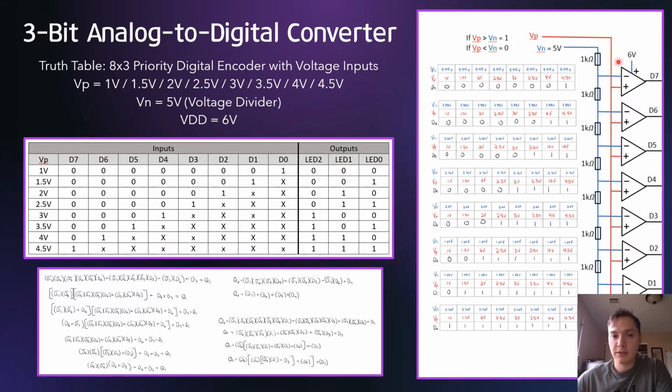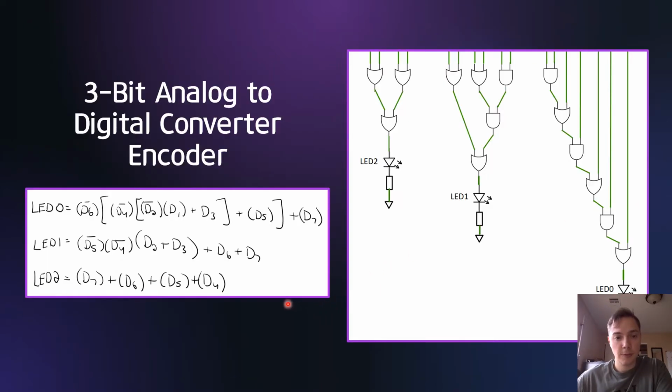VDD is 6 volts, and then VN, like I said before, is 5 volts, and that's divided up between these resistors. And then from this truth table, I took the 1 values for each of the outputs and found their expressions for each one, and I continued on. So once I had the expressions, I was able to actually create the actual encoder part.